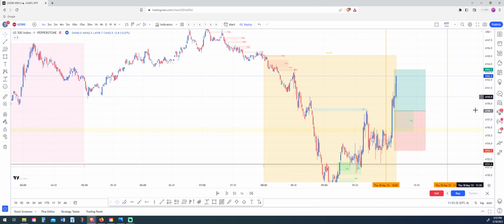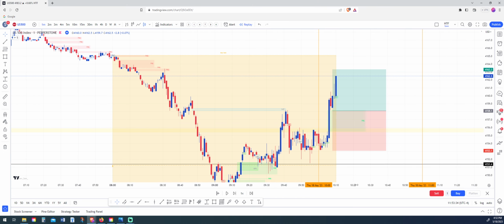So we have not got tagged in. We have created a volume imbalance. We've left behind this bearish candle, which I believe would act as an order block, potentially.